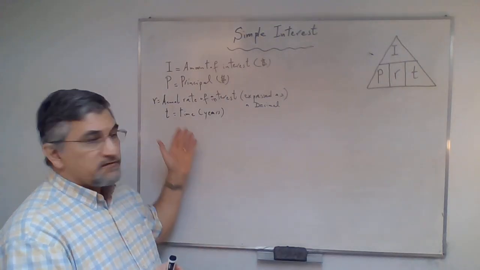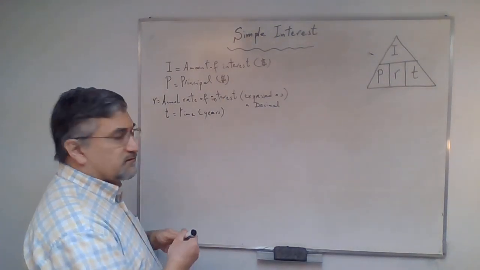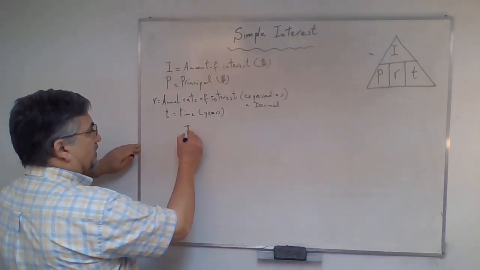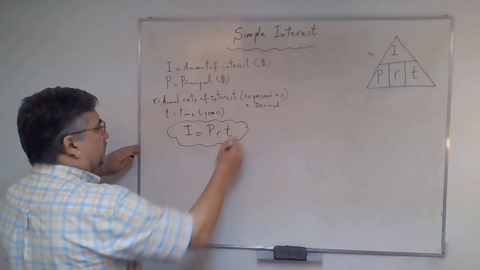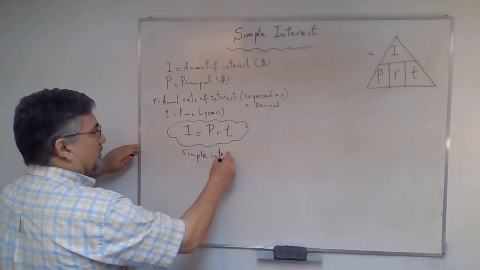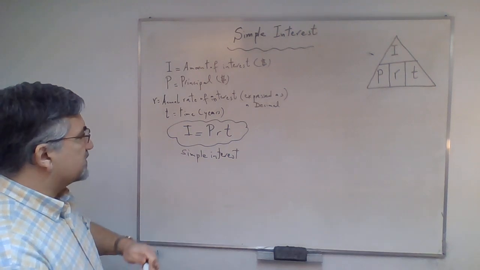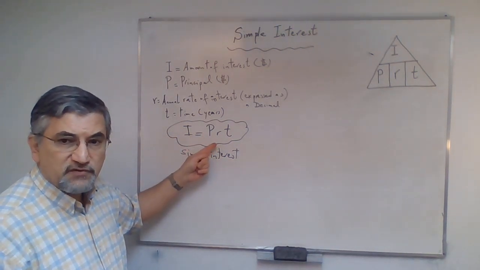So all of these three factors, P, R, T, they determine the amount of interest. And the formula that we use is the following: I equals PRT. This is the formula known as the simple interest formula. And I stands for the amount of interest, as I said. P is the principal, R is the rate of interest.